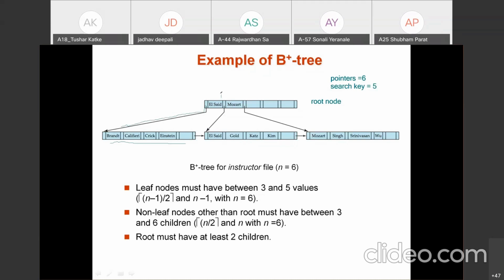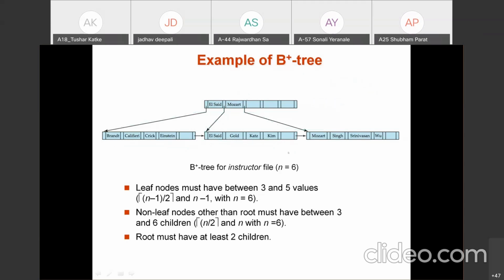Now this pointer P2 points to the records which are greater than or equal to Ilsaid, and less than Mozart. So there are 4 records which are greater than or equal to Ilsaid: Gold, Cards and Kib, which is less than Mozart. And this pointer P3 points to the records with search key values greater than or equal to Mozart. So Mozart, Singh, Srinivasan. So here there is a single-level B plus tree. At the second level only the leaf node appears. Is it clear?